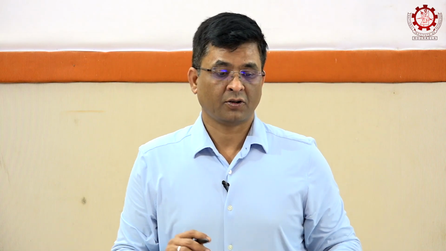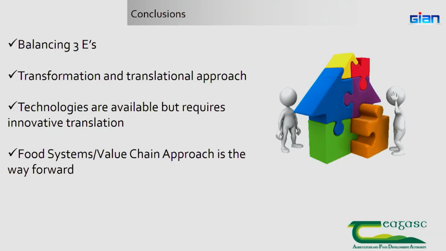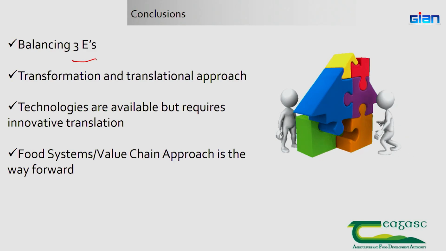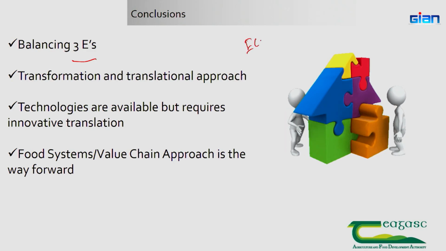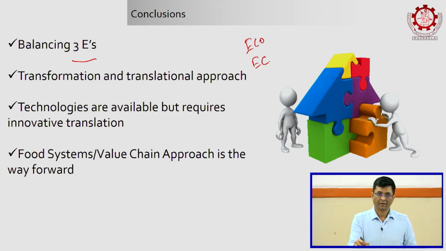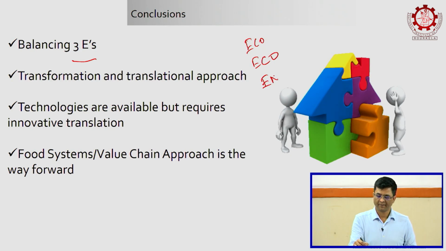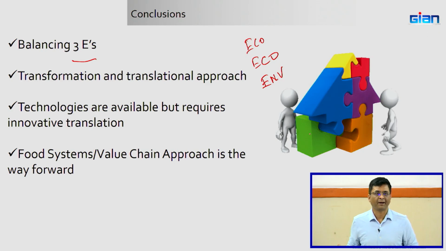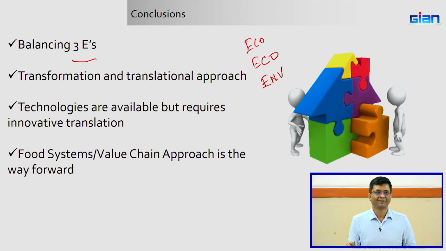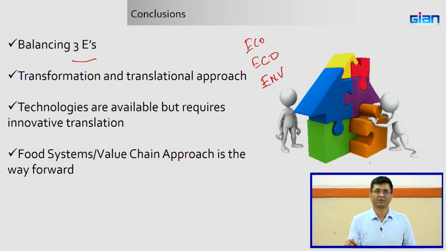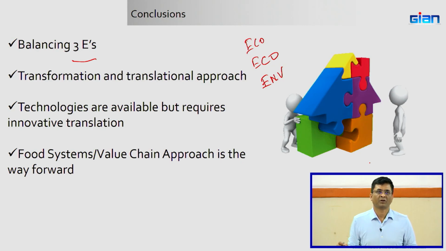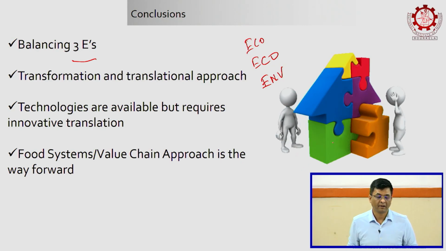So to conclude, how can we make a robust balance between the 3 E's? What were the 3 E's? Ecosystem, environment and economy. And this is exactly what happens. Environmentalists want one thing, economists want one thing. What the best one is, is how to get a proper balance.